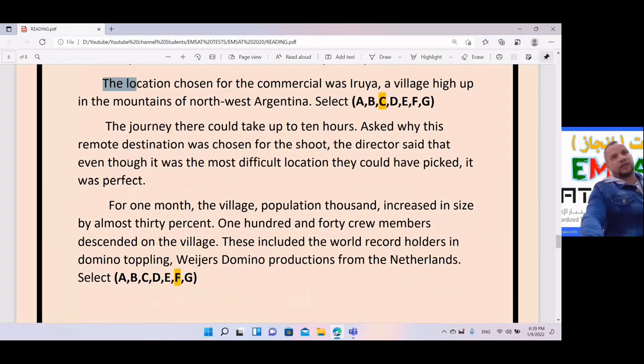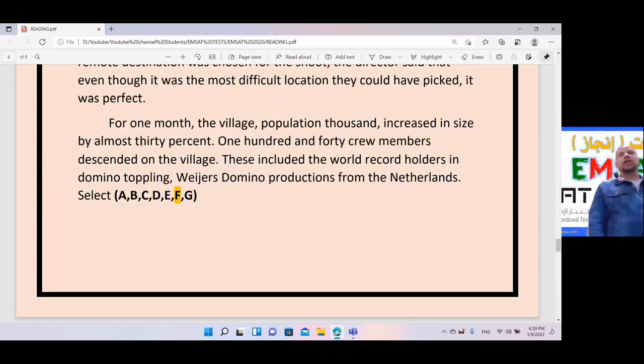Look at the next, it is about the journey. The journey there could take up to 10 hours. Asked why this remote destination was chosen for the shoot, the director said that even though it was the most difficult location they could have picked, it was perfect. Last one: for 1 month, the village population, 1,000, increased in size by almost 30%.